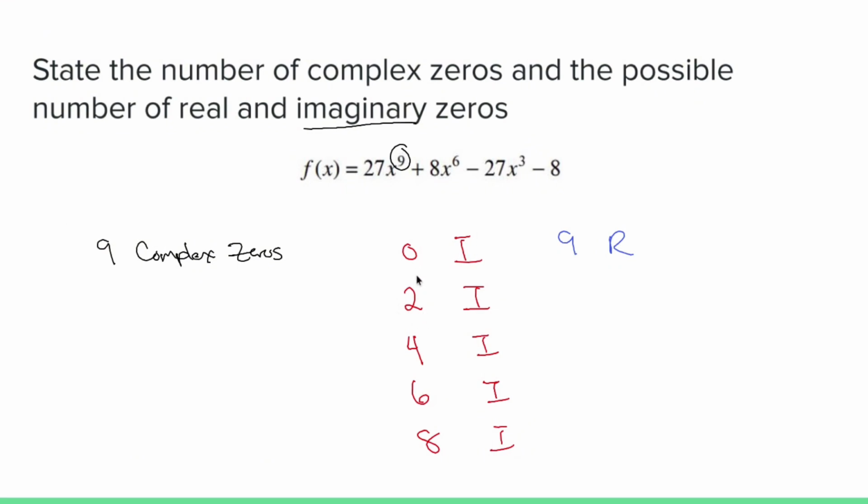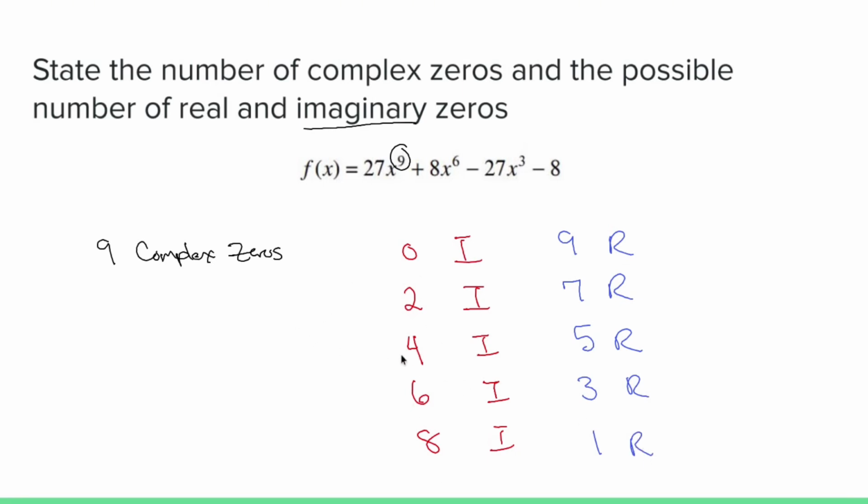Now that I said that we had 2, 4, 6, and 8, we subtract these numbers from 9 to find out how many possible reals we have. So if 2 of these are imaginary, that leaves us with 7 reals. If 4 of these are imaginary, that leaves us with 5 reals. If 6 of these are imaginary, that leaves us with 3 reals. And if 8 of these are imaginary, that leaves us with 1 real number.